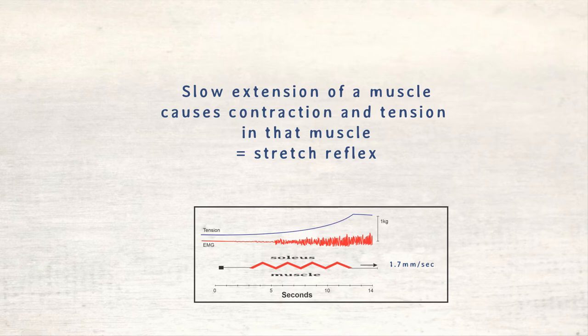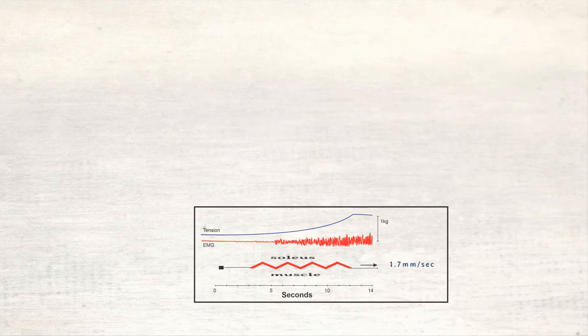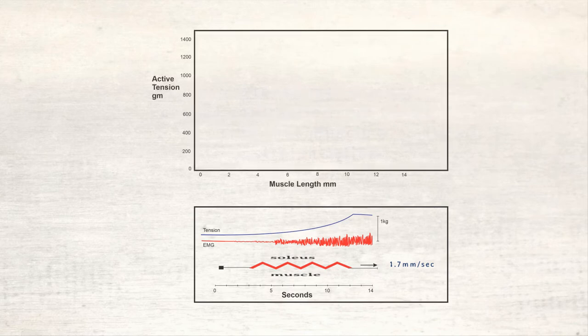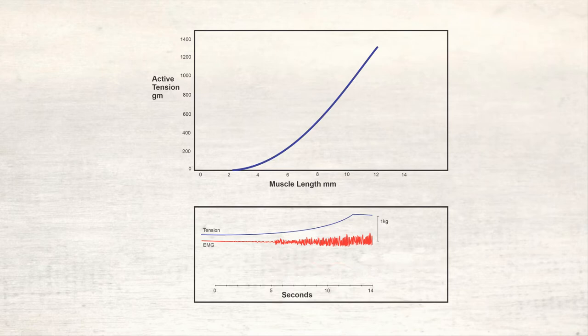We tend to think of a reflex as a fixed stimulus response event. However, the stretch reflex is very modifiable, as we shall see. First, a plot of muscle length on the horizontal axis versus tension on the vertical axis. And it is not a straight line. That is not a linear spring. Notice that the muscle begins to contract at about 2 to 3 millimeters, and it stretches out to a length of 12 millimeters and develops a tension of about 1.4 kilograms.